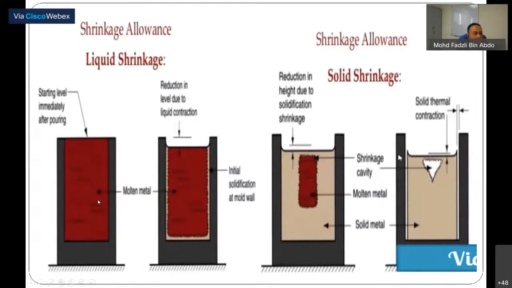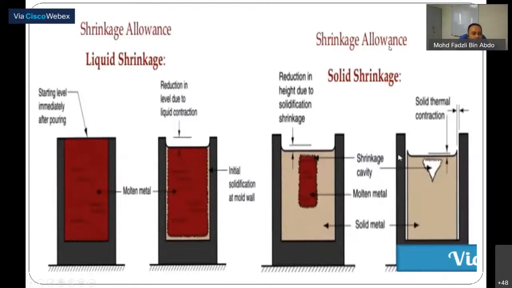Okay, this is the molten metal, the starting level immediately after the pouring. Ini maksudnya kita masukkan molten metal. And then the initial solidification at the mold wall. This is the initial solidification, adalah di start pada dekat wall of the mold. And then the reduction of level due to the liquid contraction.